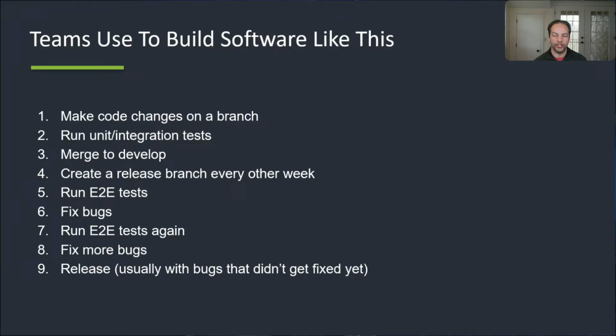So then you would run your end-to-end test, you would fix bugs, which might take a day or two. Then you would run your end-to-end test again, fix more bugs, which might take another day or two. And on a 2-week cycle, at that point, it means it's time to release. You would have a go, no-go meeting.